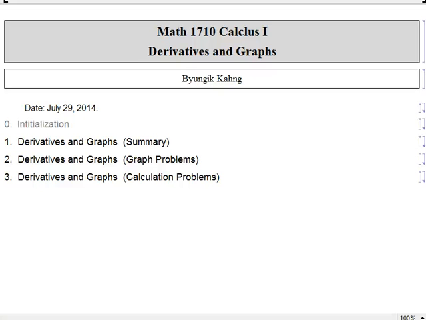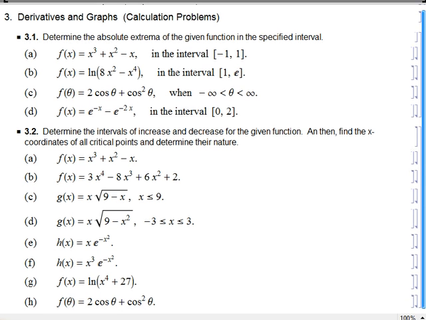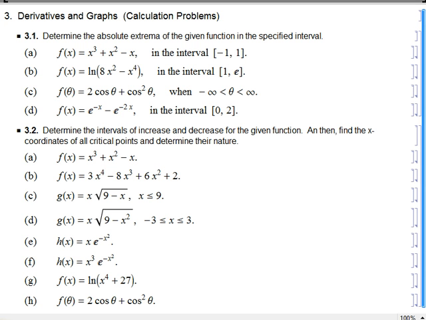Let's move on to the third section of this lesson. This one is about calculating the absolute maximum and minimum, and also doing something similar to that: intervals of increase and decrease, and finding out the nature of the critical points, for problems when the algebraic expression of the function is given. The easier of the two is absolute extrema, so let's talk about those.